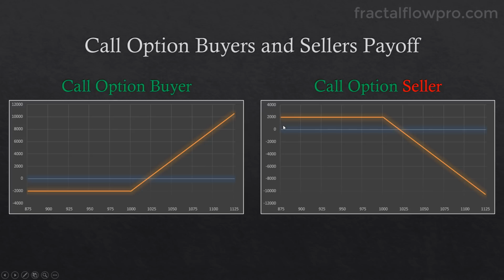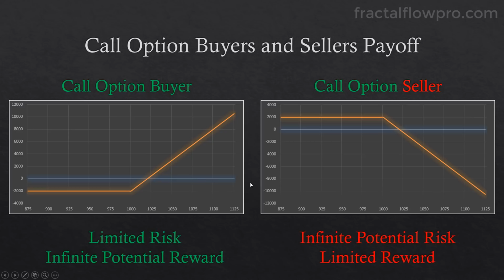However, and this is the important part, if the call option becomes in the money at the expiration date, meaning that the underlying stock price is above the strike, it makes sense for the call option buyer to exercise the option. And in this case, the call option seller is obligated to sell the underlying stock at the strike price, regardless of the current underlying price. That means that the call option buyer has an unlimited potential profit, and the call option seller has an unlimited potential loss.